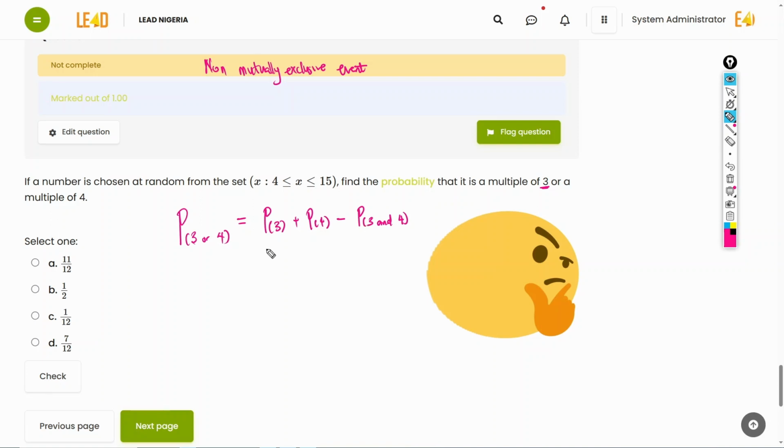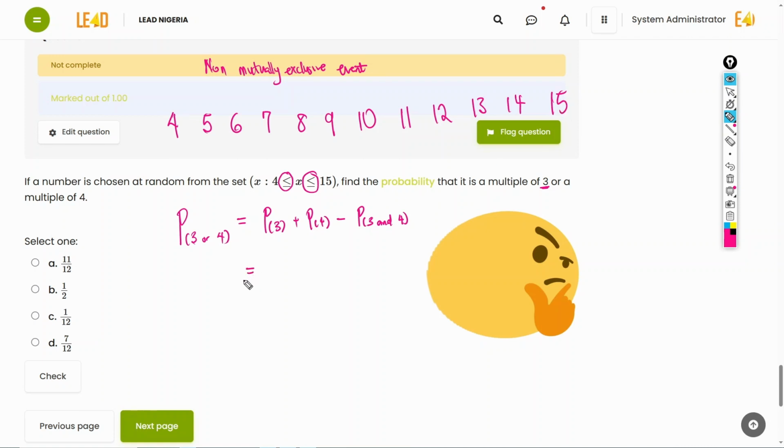All right. So let me set up the numbers. Now, when I'm writing the numbers that make up the set, I am going to have to add 4 and 15 because it says less than or equal to. That means 4 and 15 are included in the set. So it's going to be 4, 5, 6, 7, 8, 9, 10, 11, 12, 13, 14, 15.